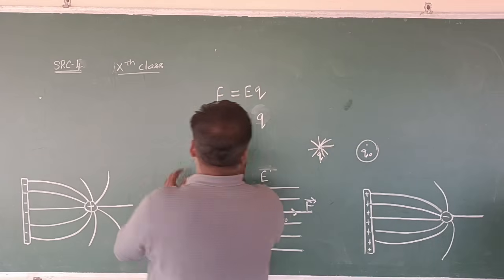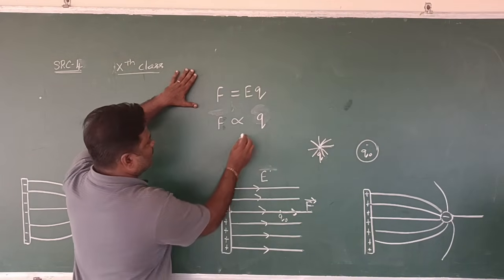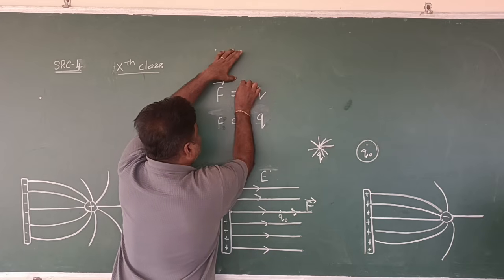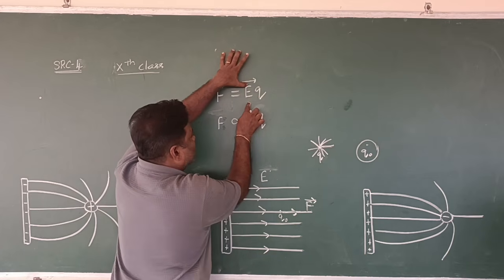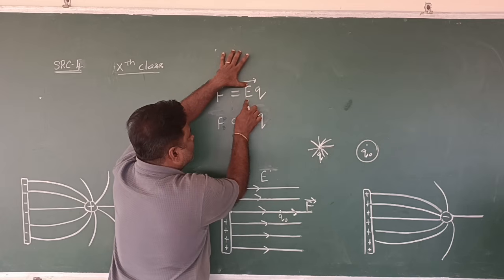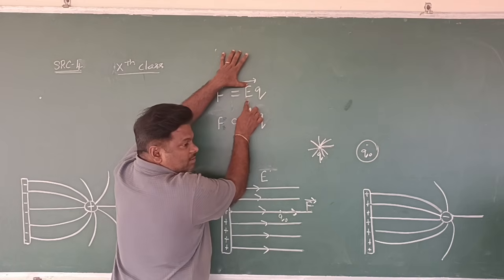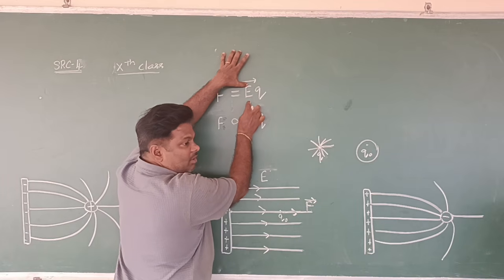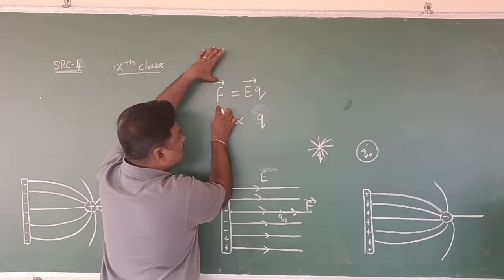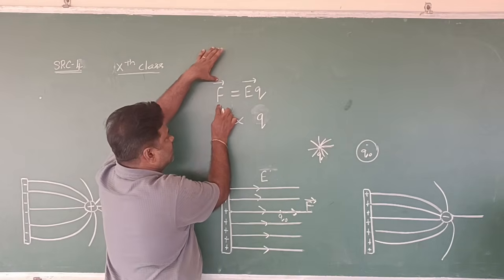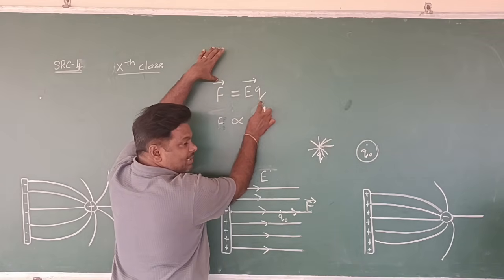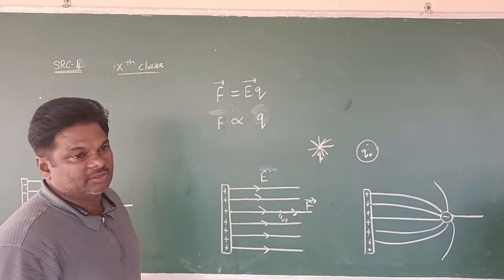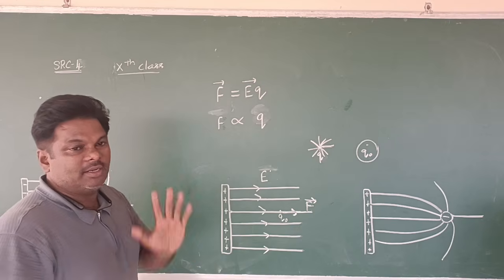Okay, so here is one small note. Force is a vector physical quantity and electric field intensity is also a vector physical quantity. It means that electric field strength or electric field intensity will have a magnitude and direction, and force also will have a magnitude and direction, where Q is a scalar which has only magnitude but not a direction.